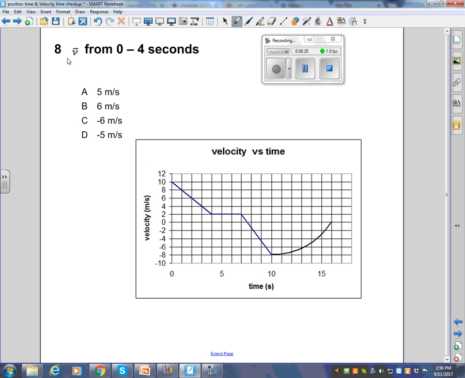V bar from 0 to 4. How do you find V bar? You've got to take the area divided by the time. And we know the area is already 24, divided by 4, 6 meters per second.